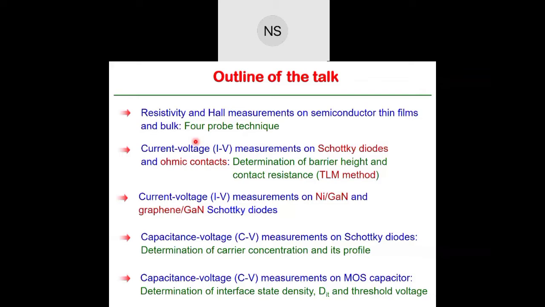Okay, thank you. So I will be talking about the four probe technique, then the current voltage measurements on devices. And here I have chosen examples of two types of structures. One is the Schottky barrier diodes. In this area, my group also works quite in an involved manner, and ohmic contacts, which is a very, very important kind of structure whenever we are trying to characterize a semiconductor material or device.